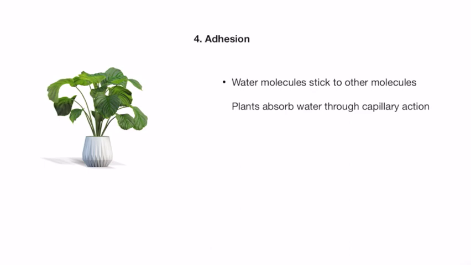This is when water molecules are attracted to or stick to other molecules. Plants will absorb water through capillary action. So when we water plants, right, the water goes towards the root. It ends up in the roots, but over time it will rise up or it'll climb up and go to the leaves as well. Plants have straws.